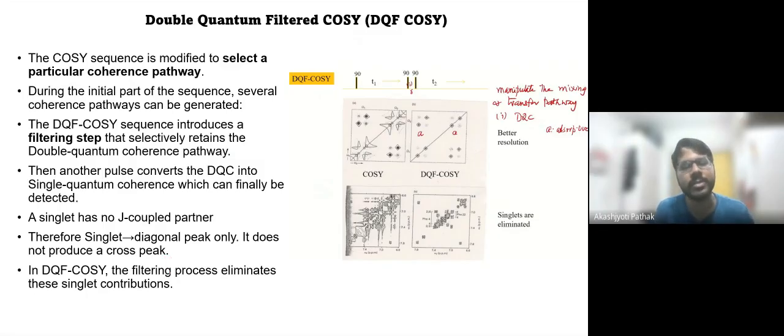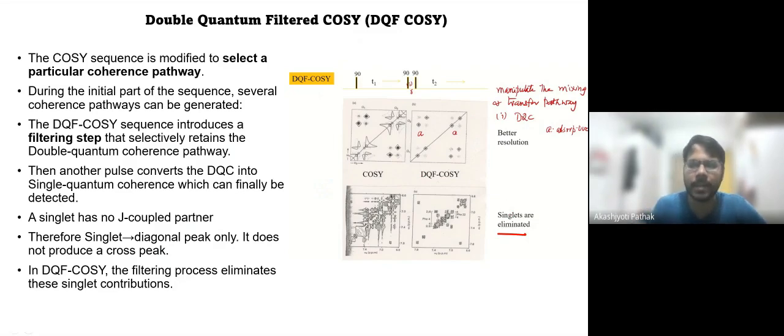So in this DQF COSY, after this 90 degree pulse, you are applying a filtering step, and due to this filtering step it selectively retains the double quantum coherence pathway. As a result, you will have absorptive signals in both the cross peaks and the diagonal peaks. And as a result, the peaks are quite well resolved compared to those of a COSY. Also the singlets are eliminated because they do not have a J coupled partner.